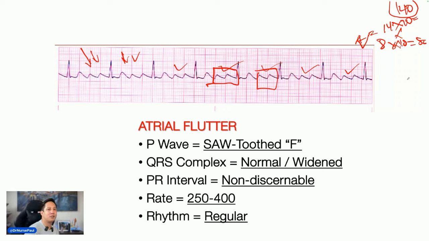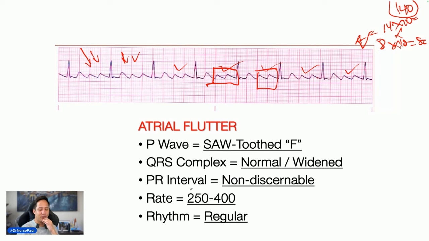What's the question? Reframe your question. Oh, the rate. Okay, listen. I said earlier, the rate can go as high as 250 to 400. In this scenario, it's only 140, but it can go up to the 250s to 400s. Honestly, you're not going to be able to count that. In your EKG, you're not going to see anything other than abnormal waves. The EKG machine will be able to count the rate.